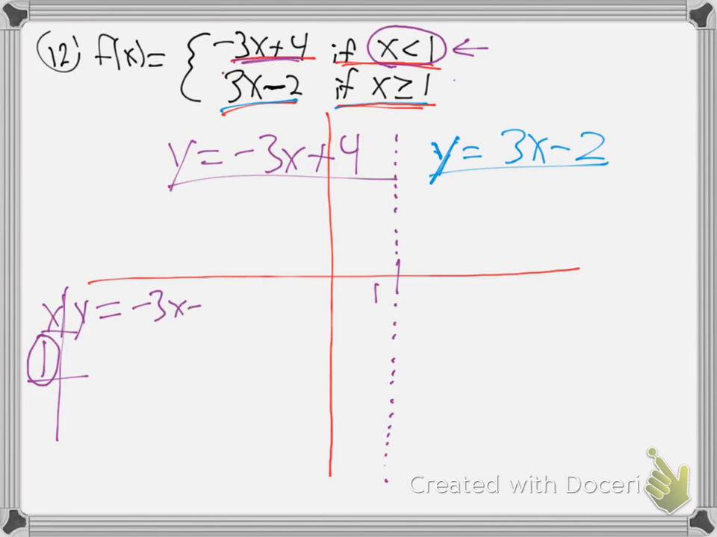So plug in 1 to what? To the minus 3x plus 4. So minus 3 times 1 plus 4, what is that? Minus 3 plus 4, 1. So 1, that means over 1, up 1, open dot, at over 1, up 1.